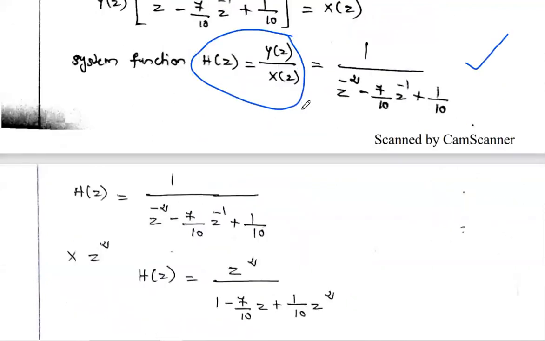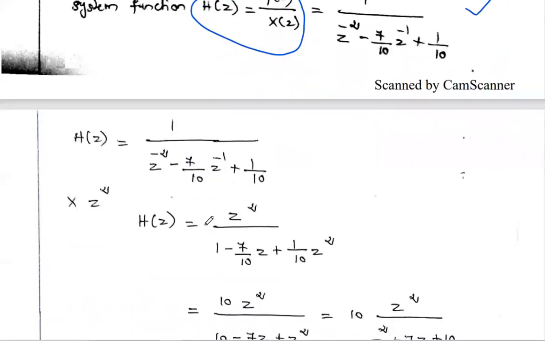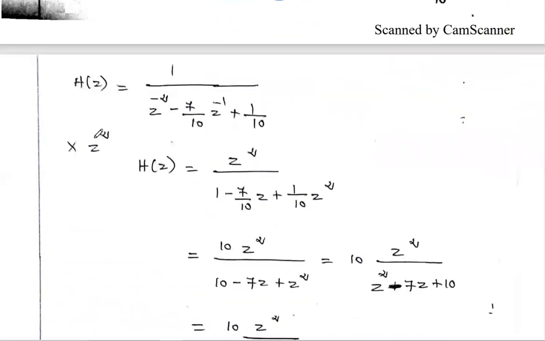Here you see the system function has the term z inverse, z power minus 2, that is, negative powers of z. If we want to convert this H of z totally into positive powers of z, you just multiply the numerator and the denominator both by z squared.